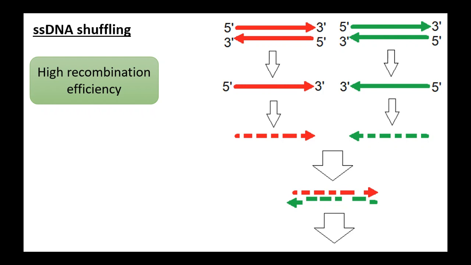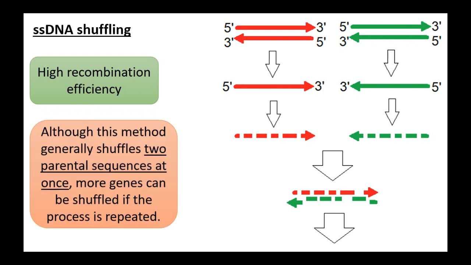Although this method generally shuffles two parental sequences at once, more genes can be shuffled if the process is repeated. Genes with beneficial mutations can be shuffled further, both to bring together these independent beneficial mutations in a single gene and to eliminate any deleterious mutations.